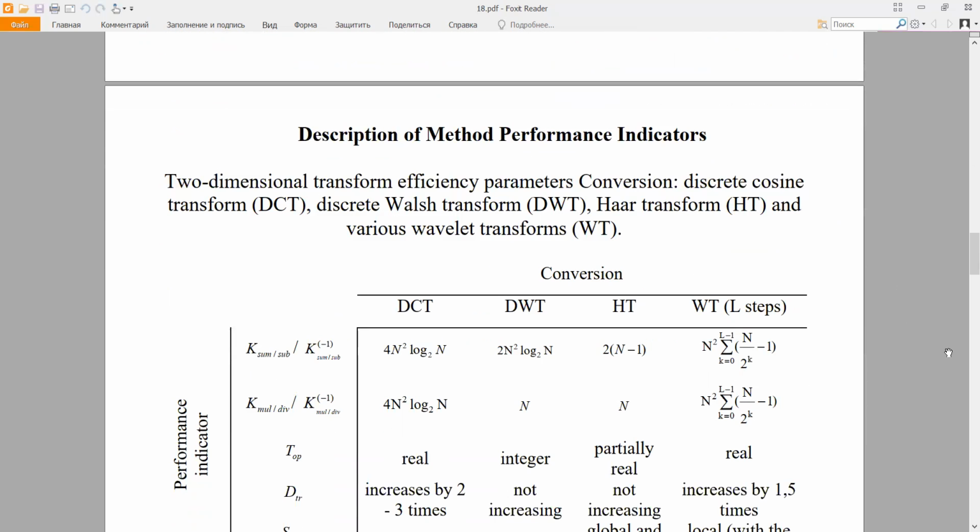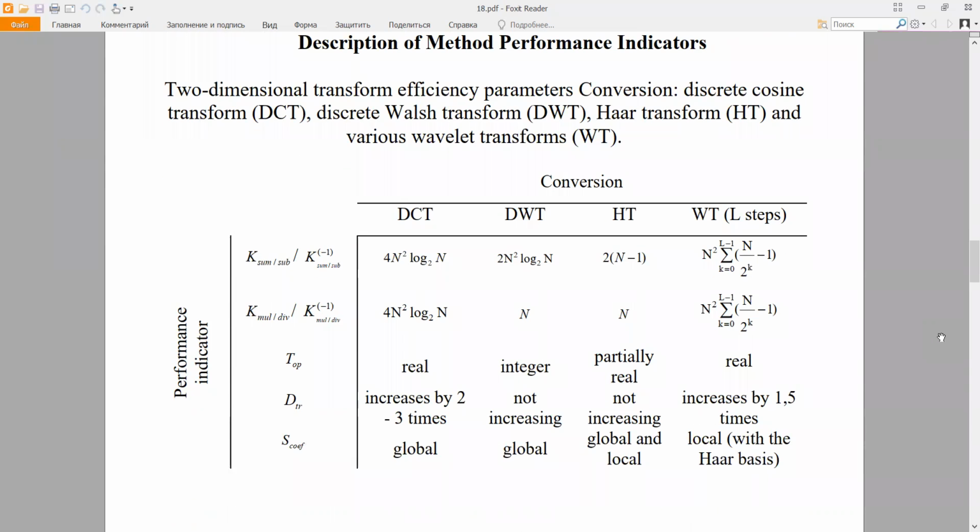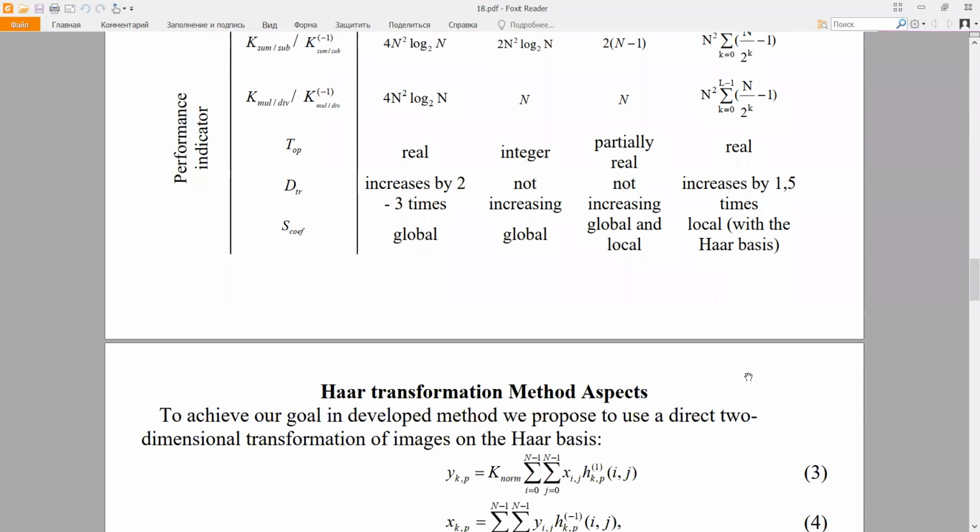A description of our method's performance indicators is provided in this table. We can see the discrete cosine transform, DCT, the discrete Walsh transform, DWT, the Haar transform, HT, which is the main mathematical core of our method, and various wavelet transforms, WT. We can see different performance indicator values for each transform that we describe in different ways.